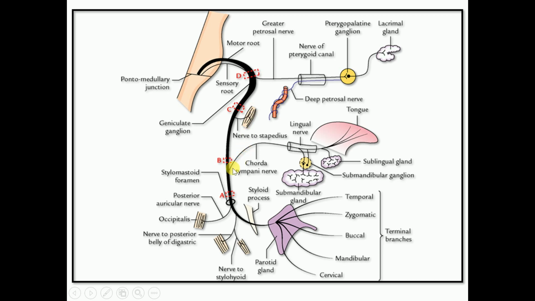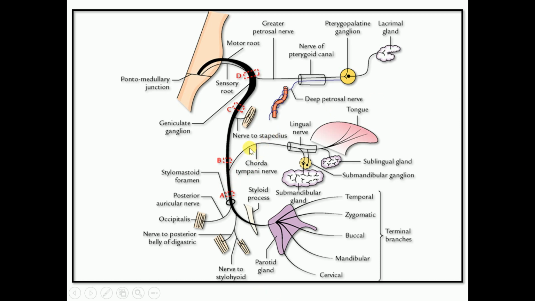Then the third branch, that is the chorda tympani. This one is the chorda tympani. It is given off within the facial canal, from the vertical part of the facial nerve, about 6 millimeters above the stylomastoid foramen, and then enters the middle ear cavity via the posterior canaliculus. Then it runs across the lateral wall of the middle ear.